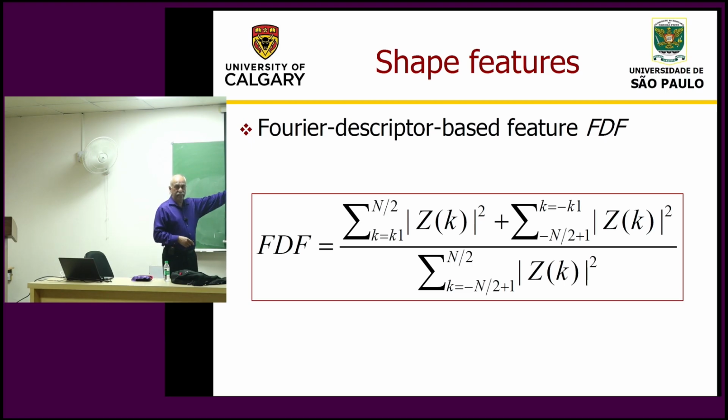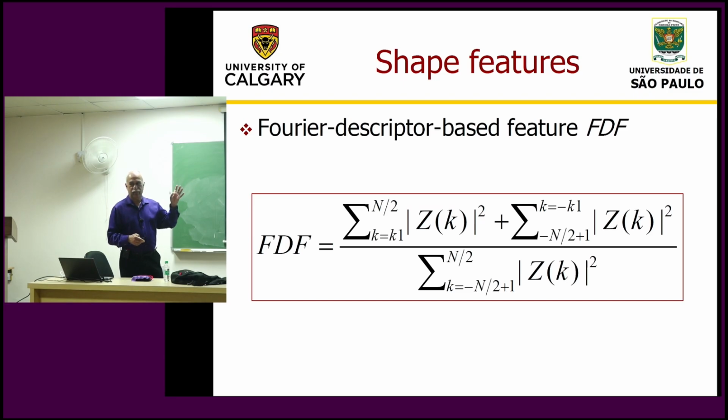So high frequency energy, normalized by the total energy of all the Fourier series components. So this is simply a fraction. This is the fraction of the high frequency energy with respect to the total energy. But what should be K1 is the question. And by experimentation, we determined a band of frequencies where we found some discriminant information.